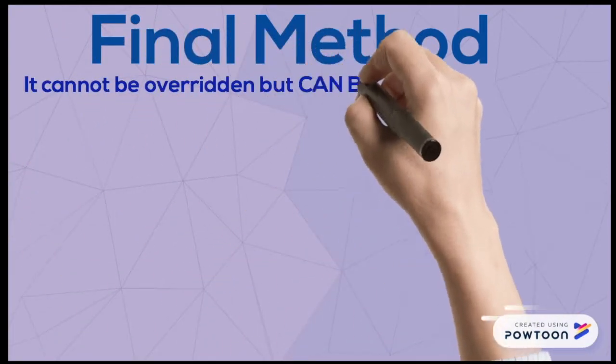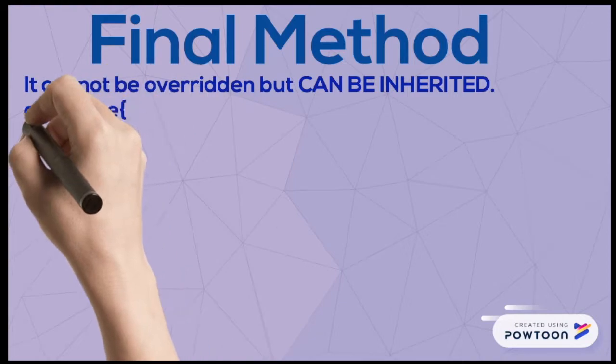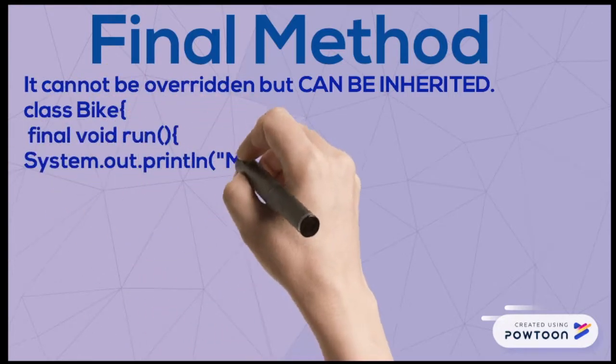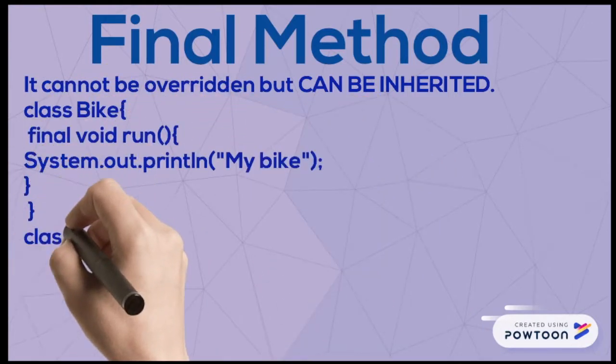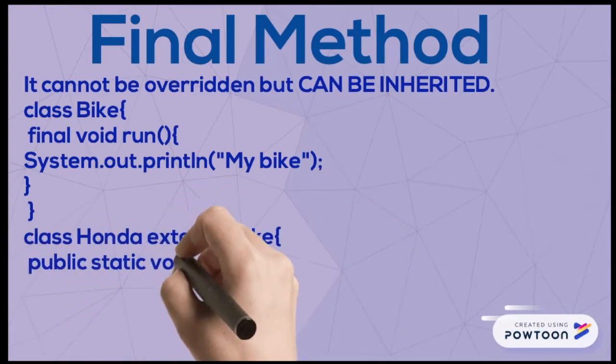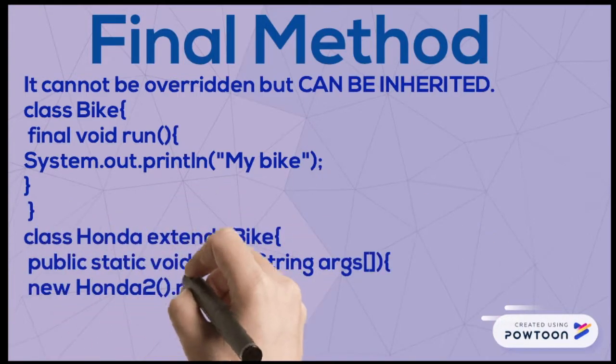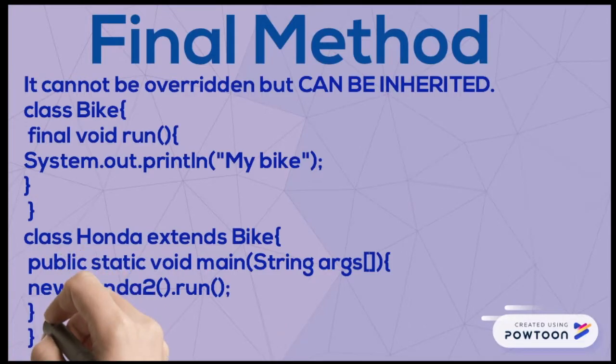Now, as we said, a final method cannot be overridden, but it can be inherited, right? Because suppose we are trying to create a class Bike and then we declare the run method as final, and then we are creating another class wherein we are extending the Bike class, and then in this class we are using the run method. Now the run method has already been inherited from the Bike class, right? So final methods can be inherited.